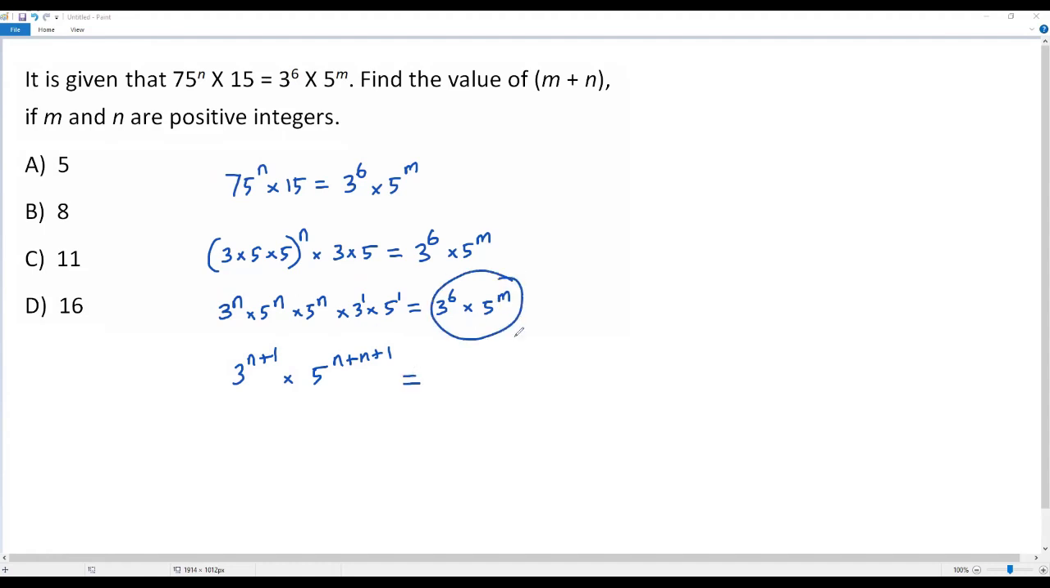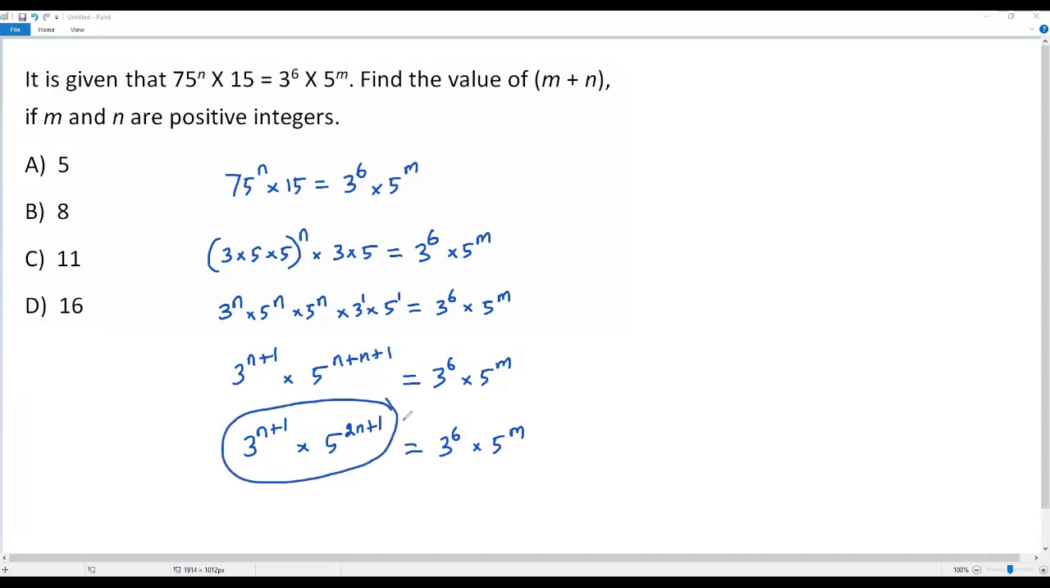We can write the right side as it is. That is 3 to the 6th power times 5 to the mth power. Okay, here we have 3 to the power of n plus 1 times 5 to the power of 2n plus 1 equals 3 to the 6th power times 5 to the mth power. In whatever pattern we have the expression on the left side, in the same pattern we have the expression on the right side. Here we have a power with base 3, here we have a power with base 3, the same thing. Here we have a power with base 5, here we have a power with base 5.